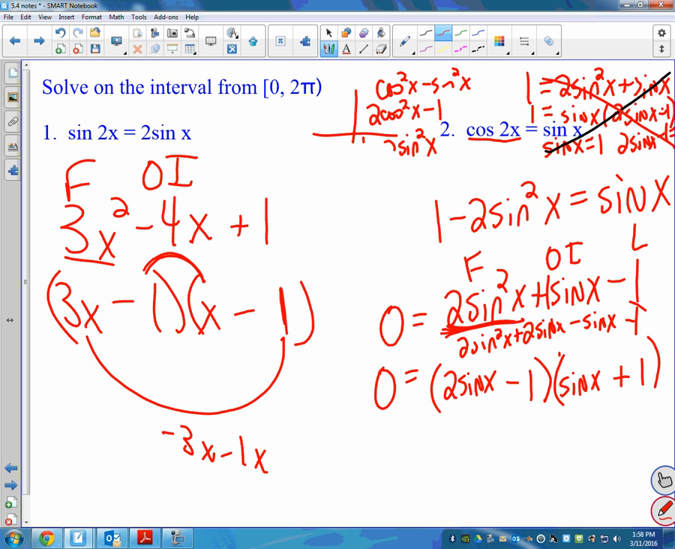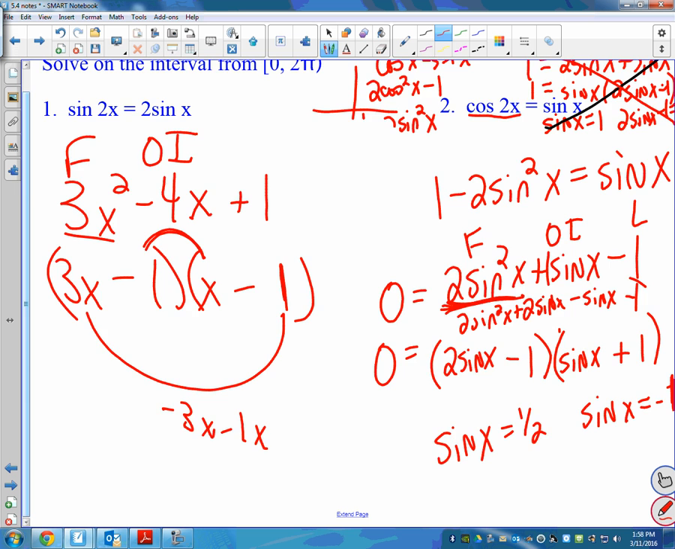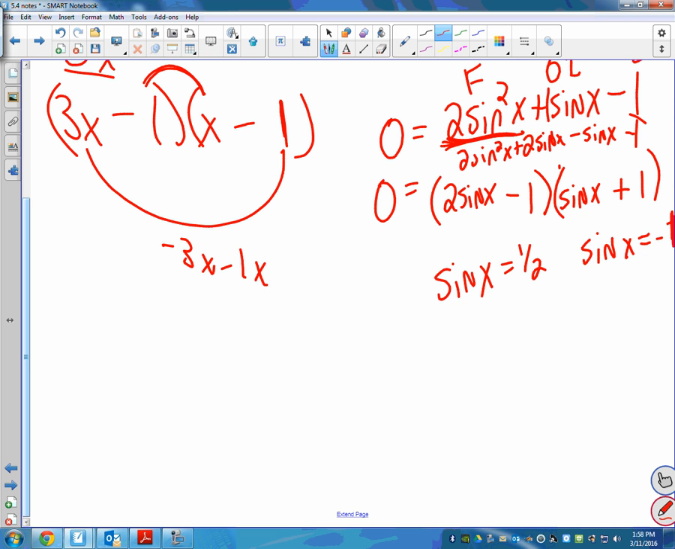Okay, back to this. Now if I set this equal to 0, I get sine of x equals 1/2, and sine of x equals negative 1. Are you with me on that part? And now again, we did the algebra part. Now your job is to know the trig part. What angle or angles have the sine of 1/2? And I hope that we're feeling pretty good about this.